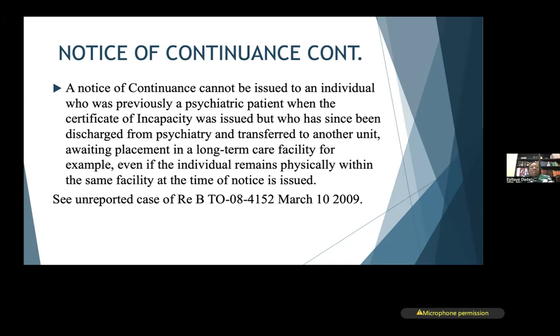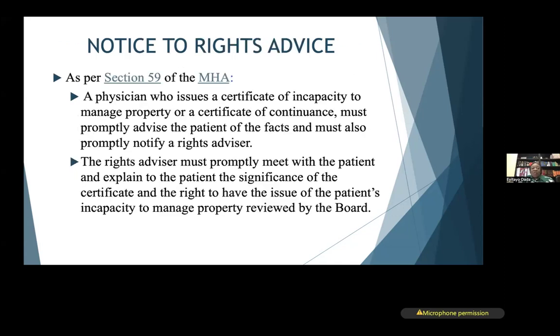Now, a notice of continuance cannot be issued to an individual who was previously a psychiatric patient when the certificate of incapacity was issued, but has since been discharged from psychiatry. So it's possible for an individual to come into psychiatry, be discharged from psychiatry, and be put into another unit. If they are discharged from psychiatry, even though they're within the facility, a notice of continuance cannot be issued if it was not issued when they were in psychiatry. And there's an unreported case. This topic is very well dealt with in Anita's book, the guide. I call it the Bible of CCB. So please, you can go back and take a look at it.